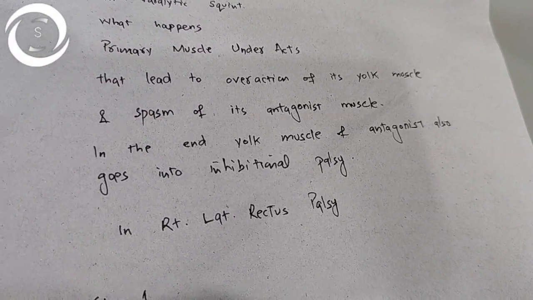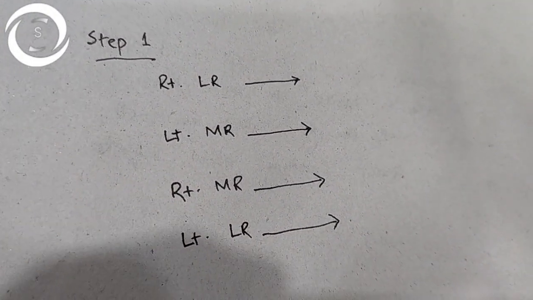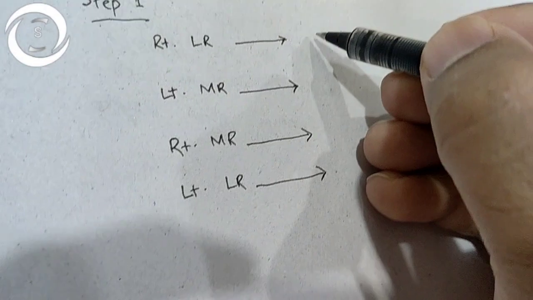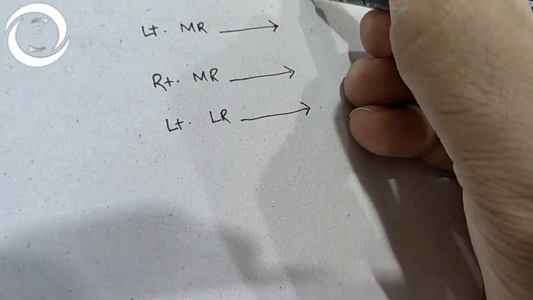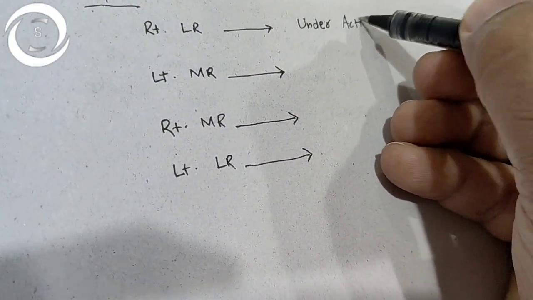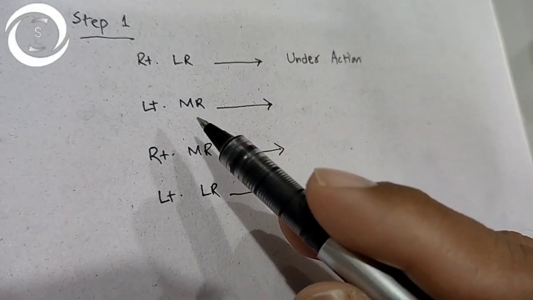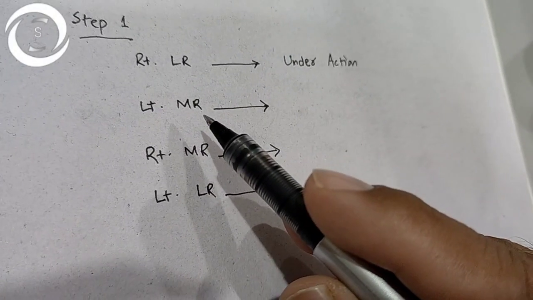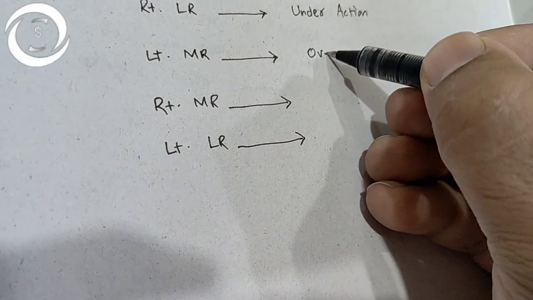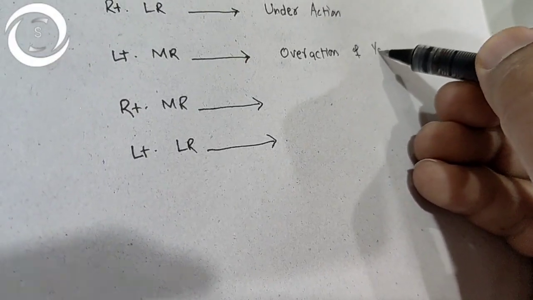So in right lateral rectus palsy, let me tell you, in step 1, what happens? The right lateral rectus goes into underaction, that is the primary muscle, and then the left yoke muscle of the right lateral rectus, which is the left medial rectus, overacts. So, overaction of the yoke muscle.